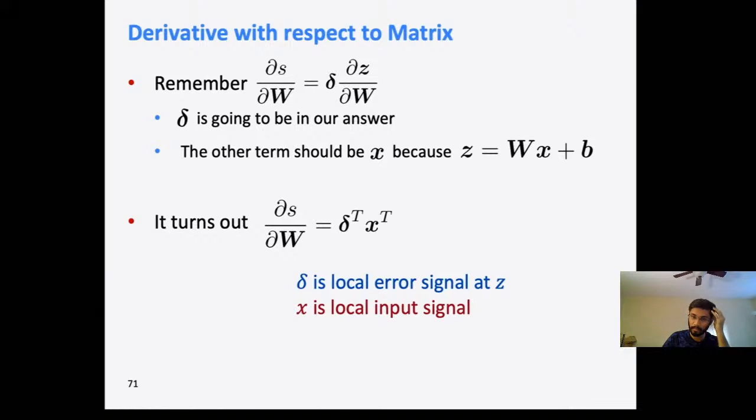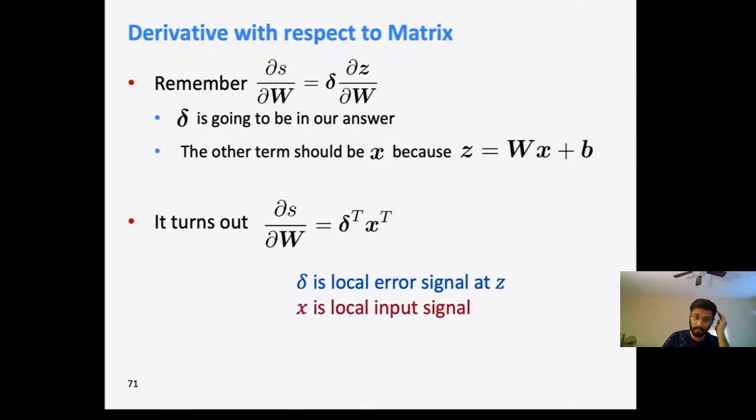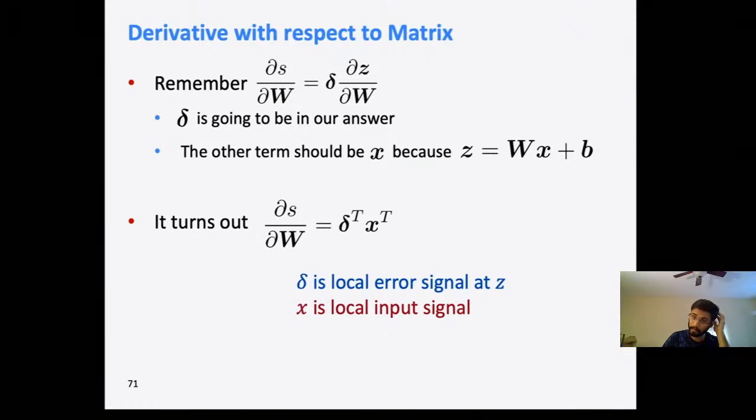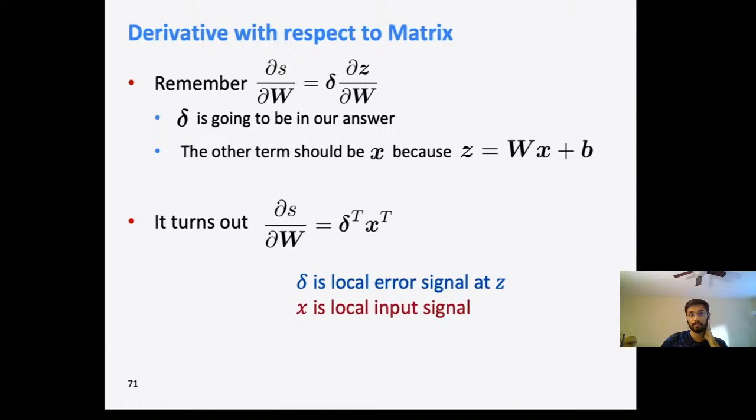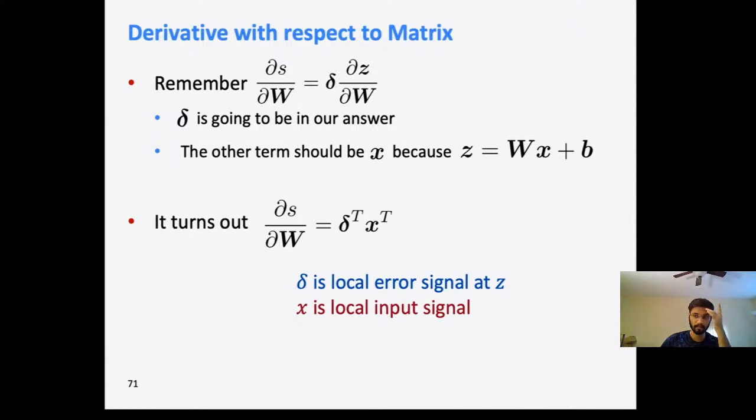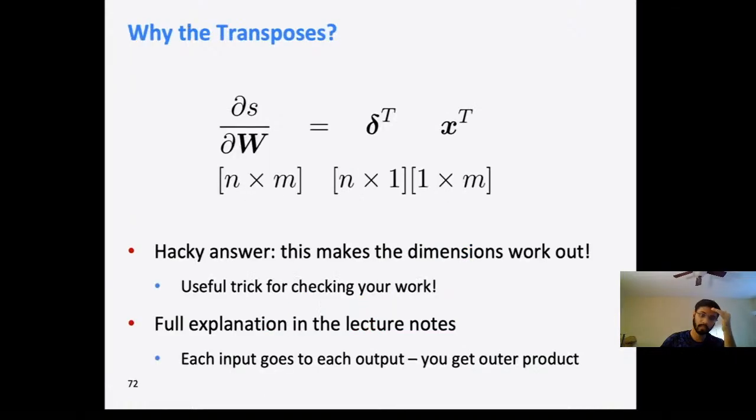It turns out, and I'm about to be saved by the bell since I'm down to 2 minutes left, that what we end up with is the product of delta times x. Effectively, we've got the local error signal above W, and then we have the inputs x, and we're working out an outer product of them.